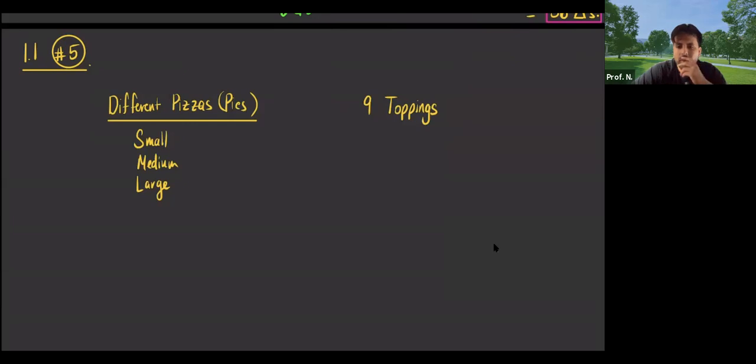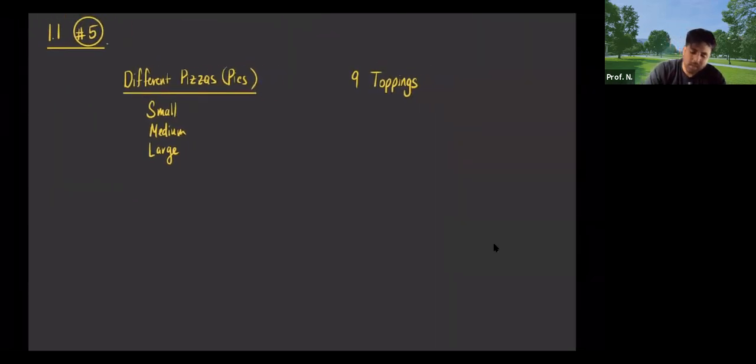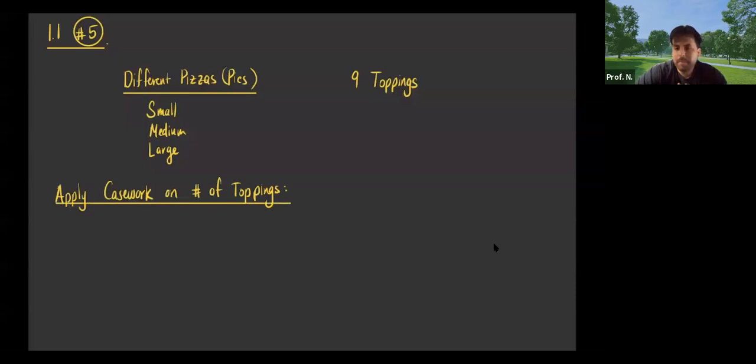How did you choose choice of choosing one topping? Okay, so we can do by number of toppings, right? If that's what you want to do, that's okay. So applied casework on number of toppings. So the first case, Case 1, is what? 0 toppings. I just have plain.